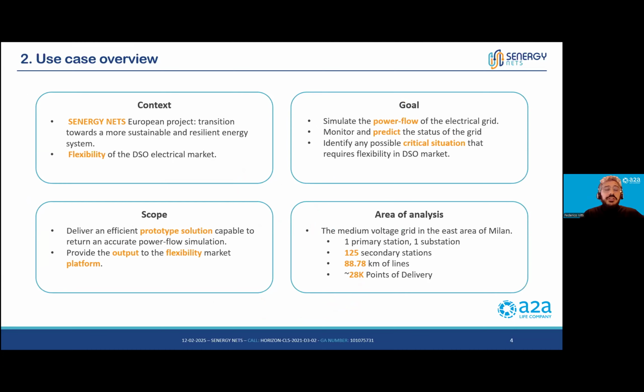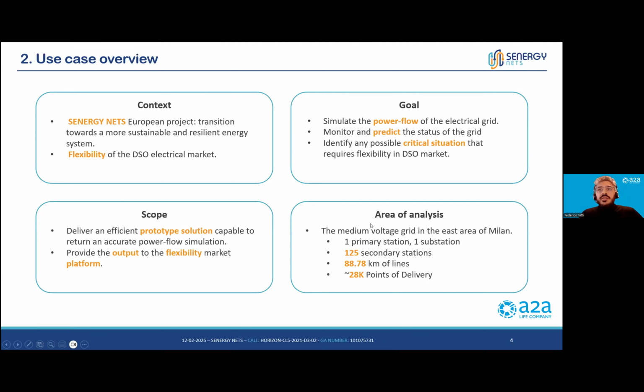of our grid. So if we move to the specific goal of this use case, we want to simulate the power flow of the electrical grid in order to monitor and predict the status of the grid, but also to identify any possible critical situation that requires flexibility in the DSO market. So the scope is to deliver an efficient prototype solution that is capable of returning an accurate power flow, but then also to provide the output to the flexibility market, and then, of course, get back from it the flexibility solution.